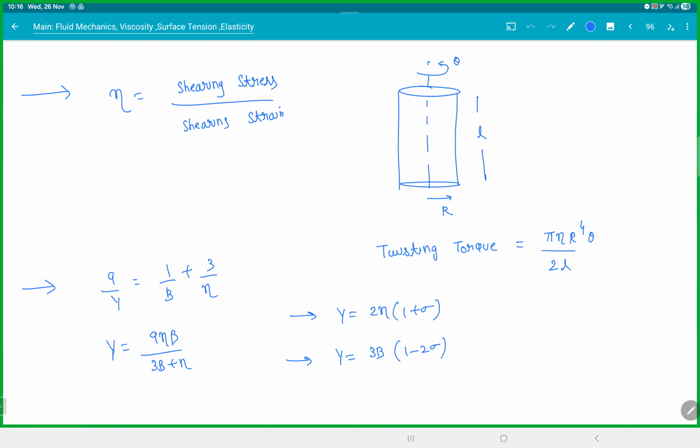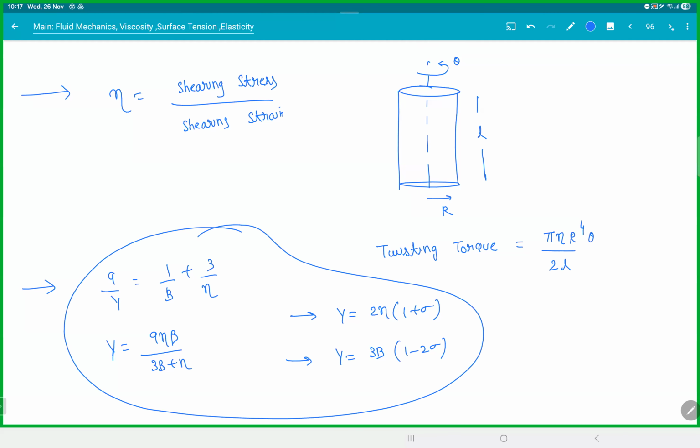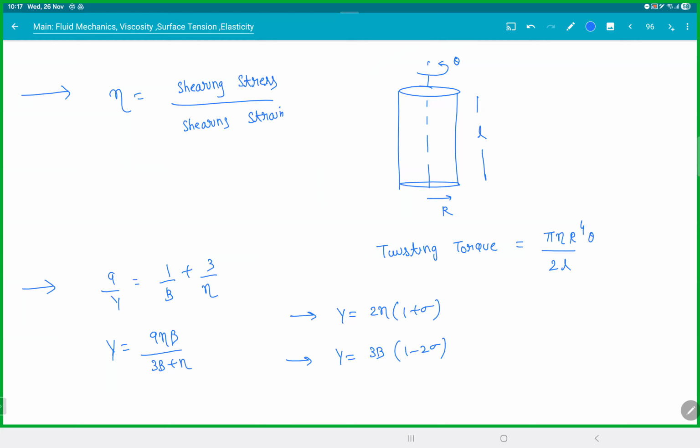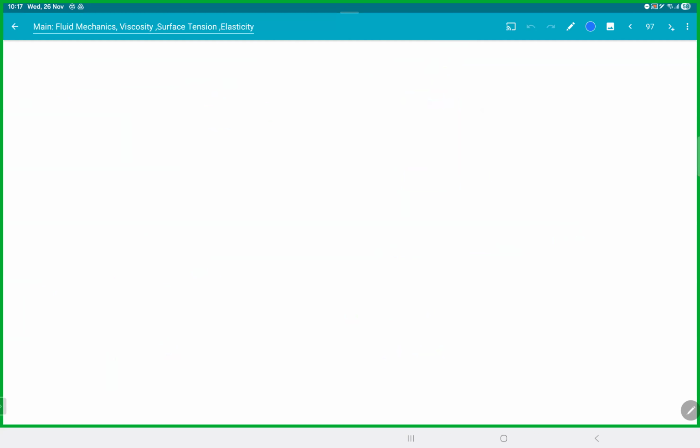We'll do one question on bulk modulus though. Shearing stress formula, and I hope you remember this twisting torque. And these results are important, right? In 2023 there was a question on this. They gave a direct result in 2023. This is a relation between the Young's modulus, bulk modulus, rigidity modulus, and Poisson's ratio. Let's do one question.